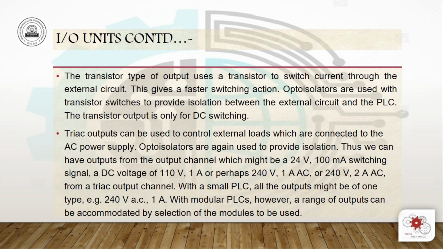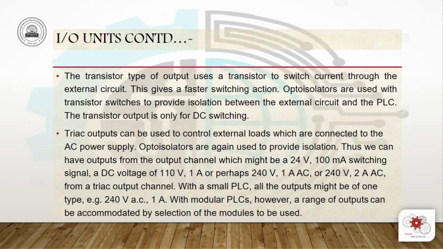Optoisolators are used with the transistor switches to provide isolation between the external circuit and the PLC. The transistor output is only for DC switching, so for AC supply we cannot use this transistor type output unit. Triac outputs can be used to control external loads which are connected to the AC power supply. Optoisolators are again used to provide isolation.